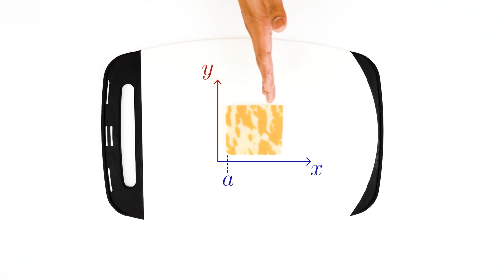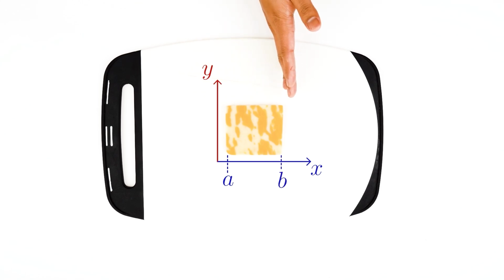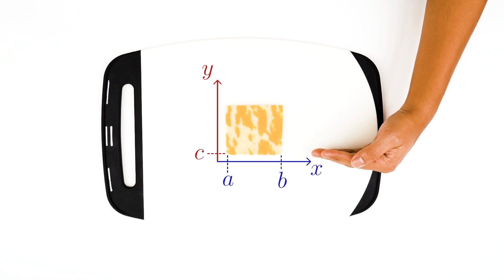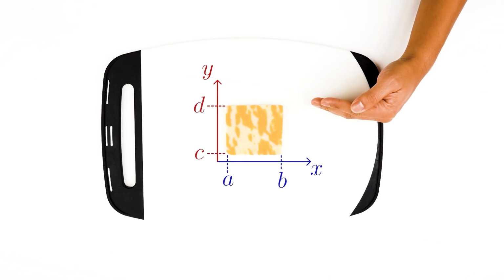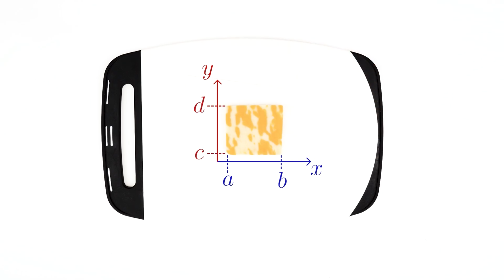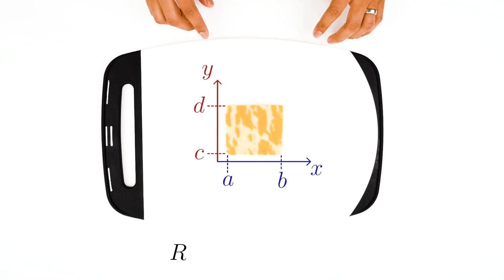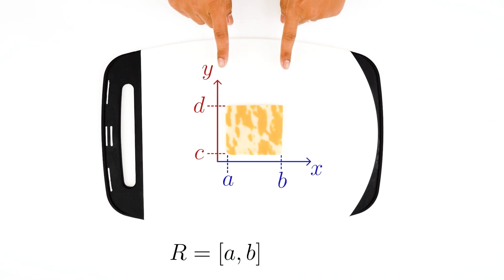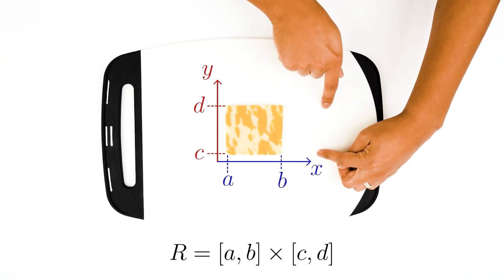Our cheese rectangle can be viewed as a subset of 2-dimensional space. Along the x-axis, it ranges from x equals a to x equals b. Along the y-axis, it ranges from y equals c to y equals d. The cheese is the rectangle R defined as the Cartesian product of the interval AB with the interval CD.